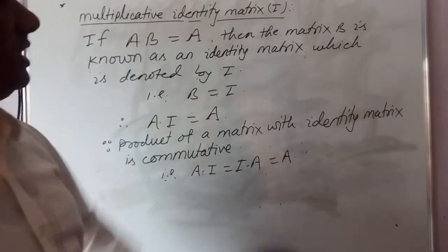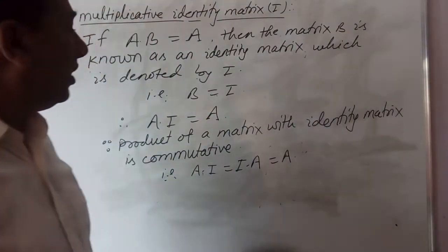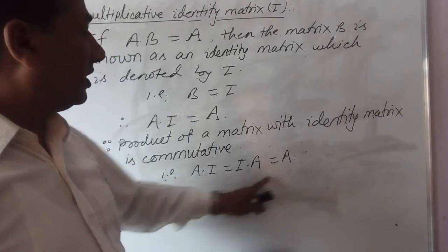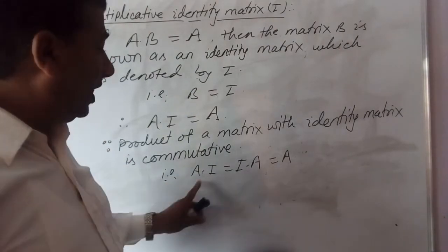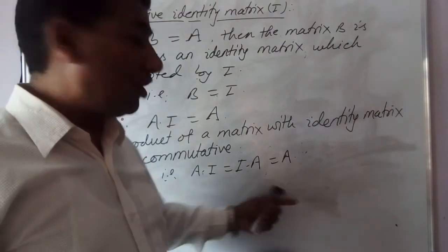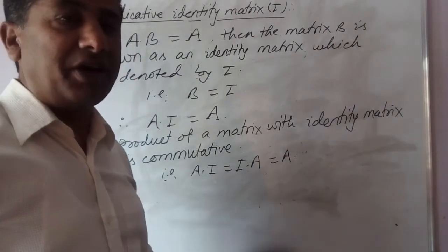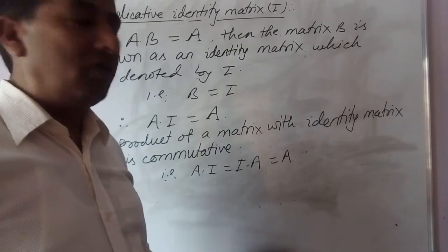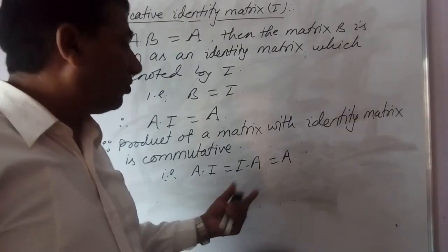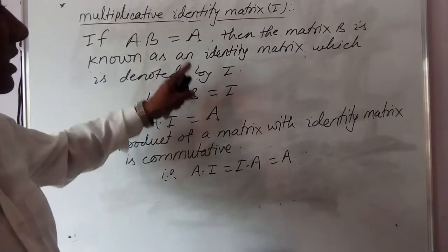This is the definition. And remember this is also just like a formula: A times I equals I times A equals A, the commutative rule. The product of the identity matrix with any matrix always follows the commutative rule. This is the identity matrix.